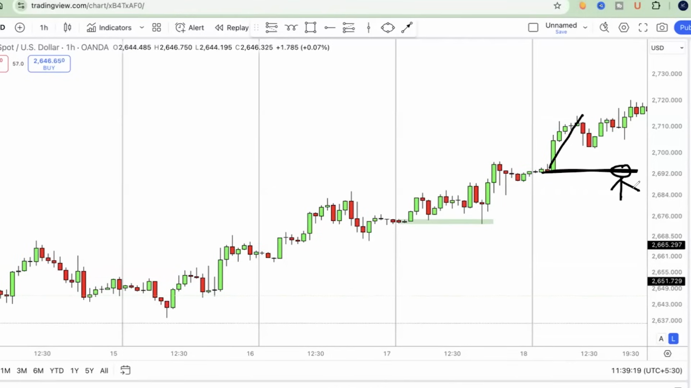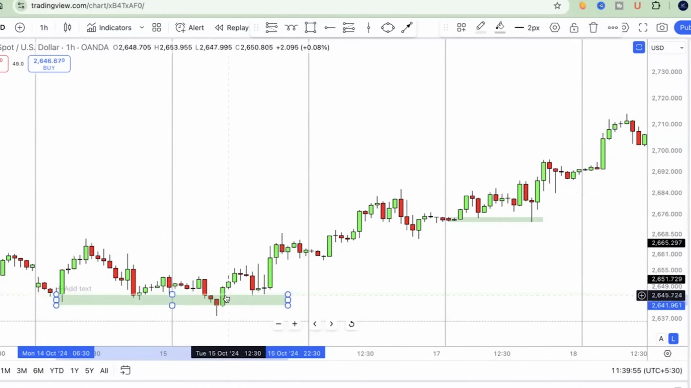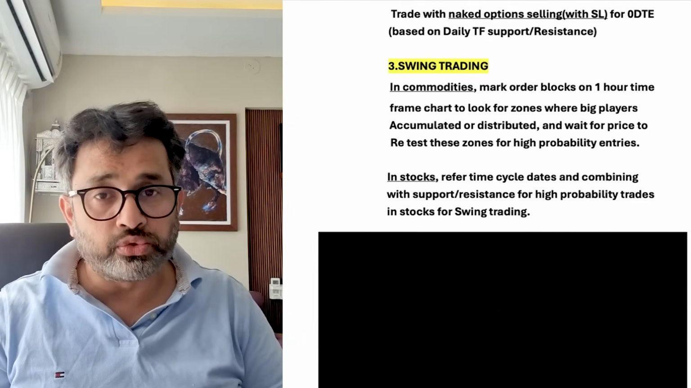So that is one of the strategies which I discuss in my new course, the gold and silver course. In that course I discuss this strategy. Here also you can see the same example: small candles, then a bullish candle, so that becomes your order block. That means when price comes to that level, the chances of a bounce from that level are very high.